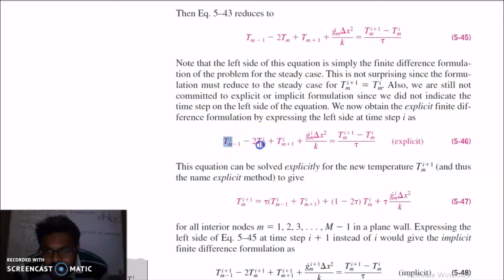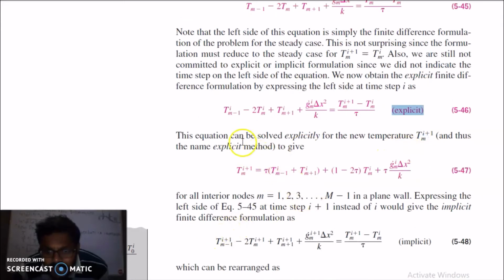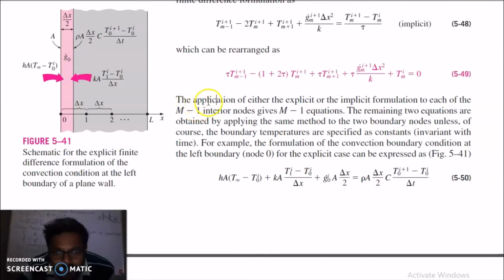So this equation here will become an explicit equation. If you assign I plus 1 instead of I, then this equation is called an implicit equation. The application of either the explicit or implicit formulation to each of the m-1 interior nodes gives m-1 equations. The remaining two equations are obtained by applying the same method to the two boundary nodes, unless of course the boundary temperatures are specified as constants.